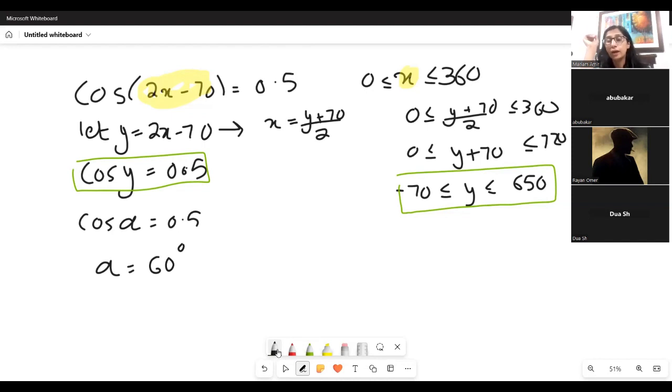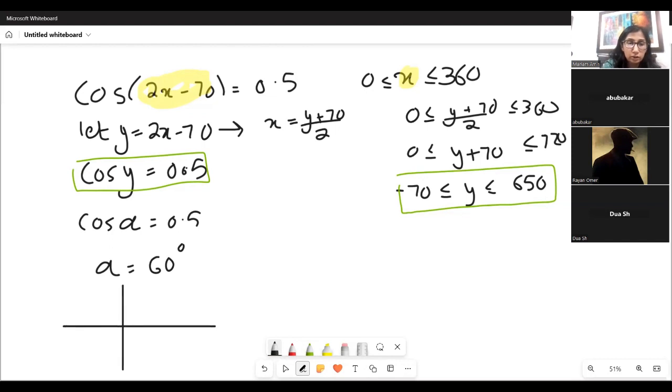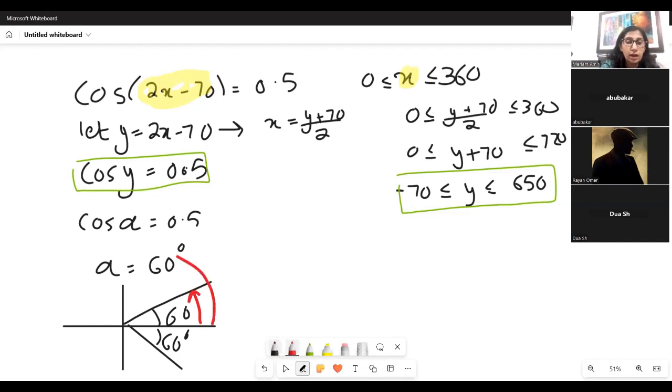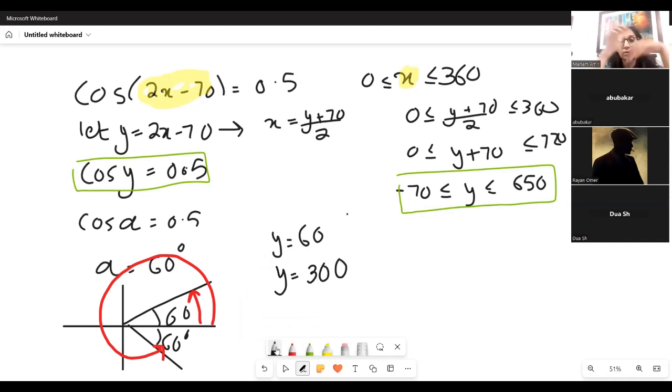Cos is 0.5, that is a positive value, so it gets plotted in the first quadrant, add sugar to coffee, and the fourth quadrant. Okay. So the positive answers that I'm getting are 60 and 300. So I'm getting y equals 60, y equals 300. Okay. Now start adding and subtracting 360 to all of these.